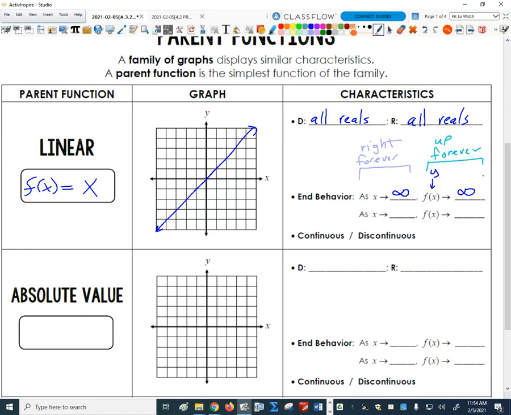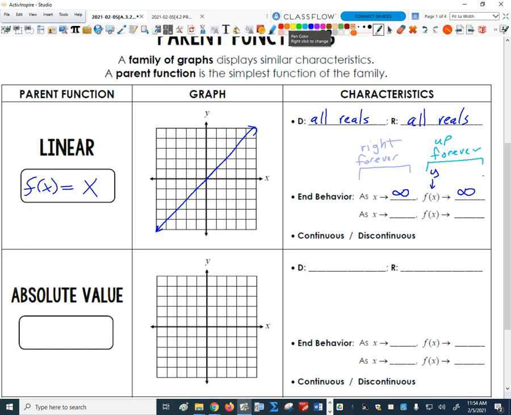Okay, now let's go the other way. What if we want to go to the left forever? What x value would we be approaching there, Gabrielle? Can you repeat most of what you just said? I had to find my packet and I'm a little lost.